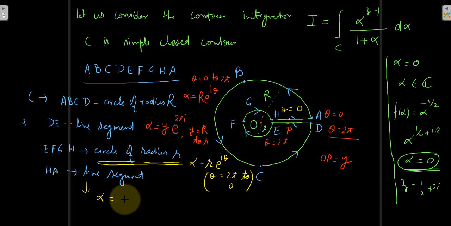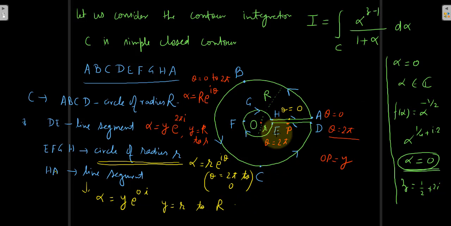Now let me tell you the answer. Alpha will be y e to the power 0 I, because theta is 0 and theta is constant here, but y will vary, and y will vary from this point to this point. It means that from small r to capital R. So I hope this is clear to you all.